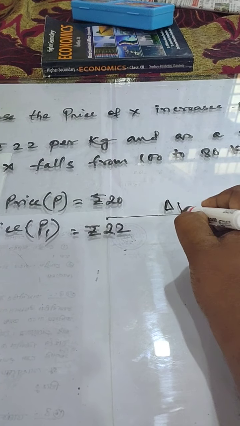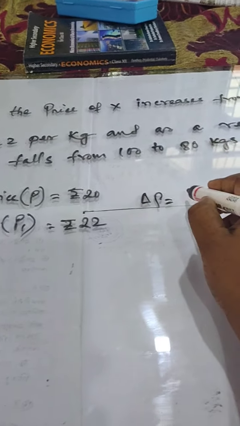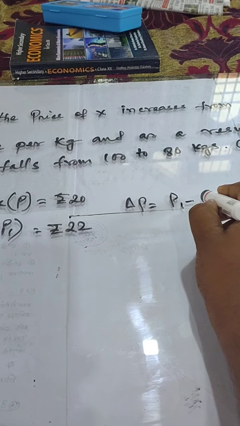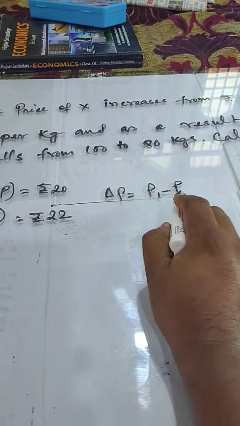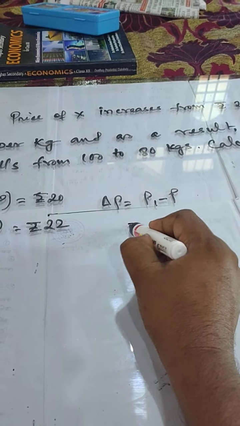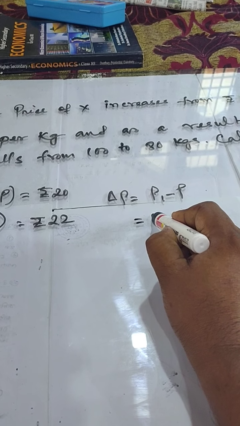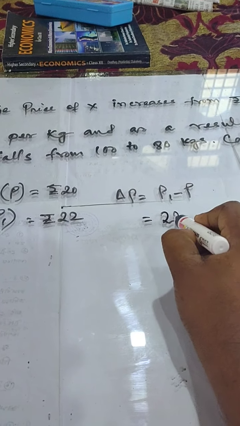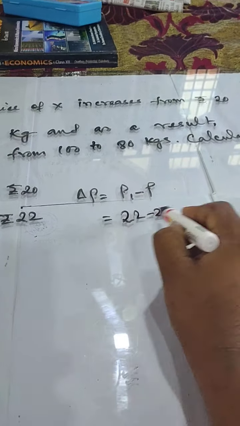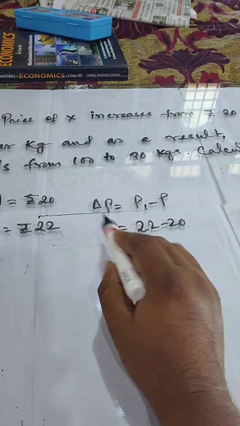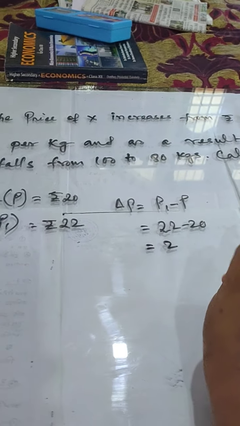Now you determine what? The change in price. How can you determine it? P1 minus P. So P1 is what here? 22 minus 20, that is equal to 2. So the value of delta P is equal to 2.